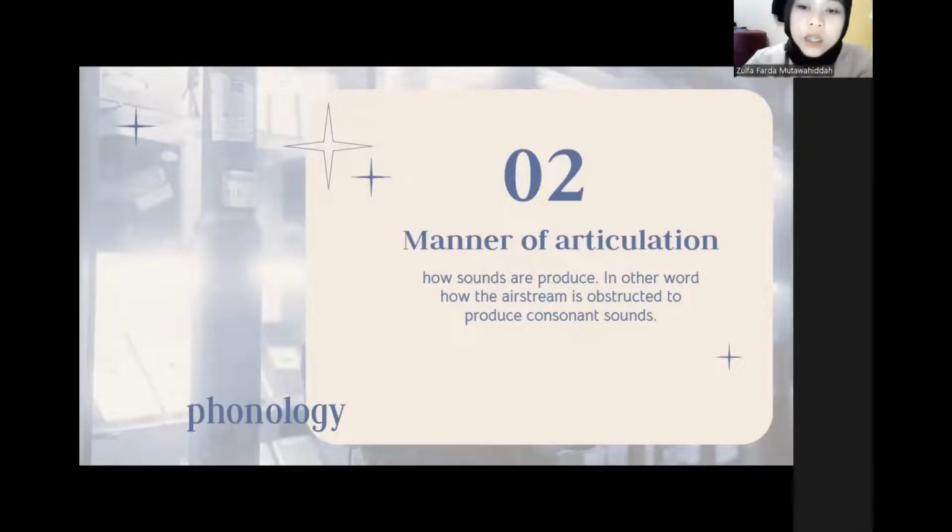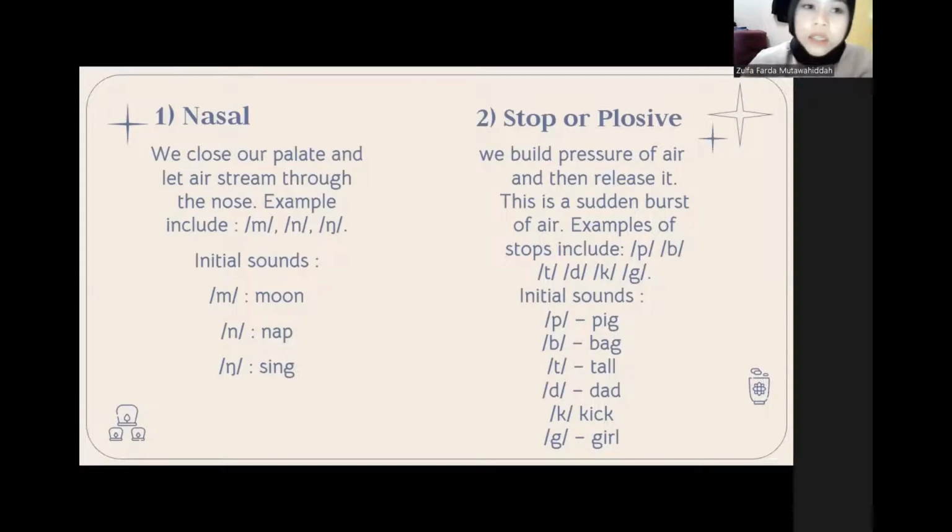So, in short, place of articulation is where sounds are created, and manner of articulation is how they are created. Okay, we start. This is the manner of articulation.